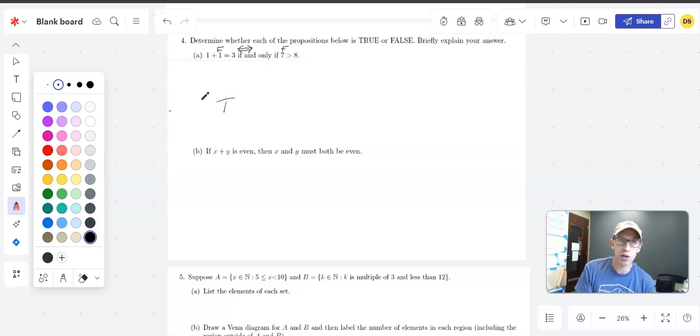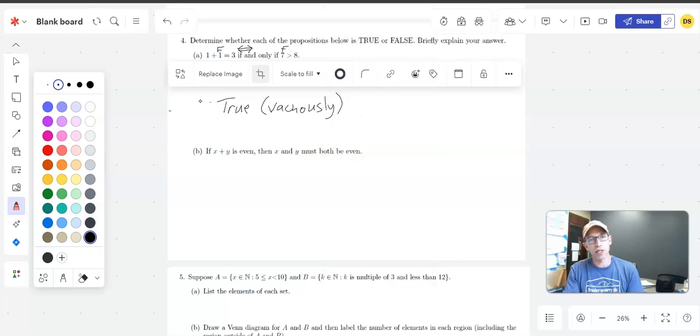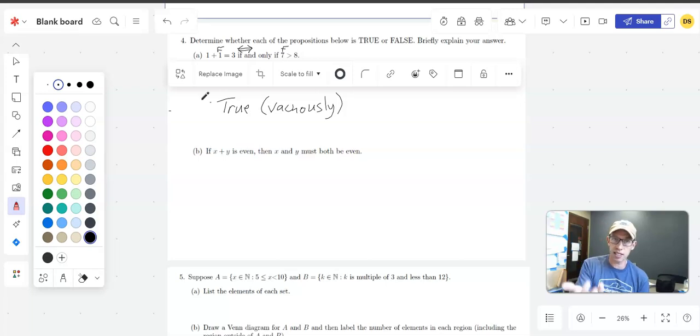And that's what we have here. So it's true. You don't have to put this, but it's called vacuously true, because as long as you have an implication and the if part is false, then the entire implication is true. And since the implication going both ways has a false if part, it's called vacuously true.